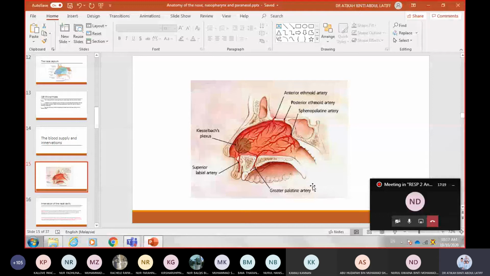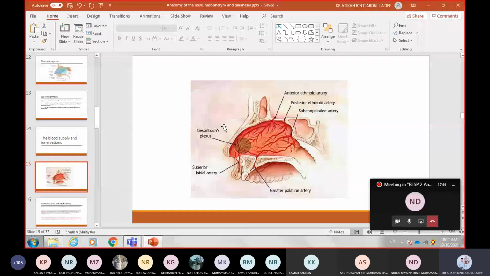greater palatine artery, and superior labial. Labial is your lips, and superior is your upper lip, so superior labial artery coming from just behind your upper lip. So you have 5 branches, and these branches anastomose at the front, or the anterior part of your nose, forming the Kisselbach's plexus.